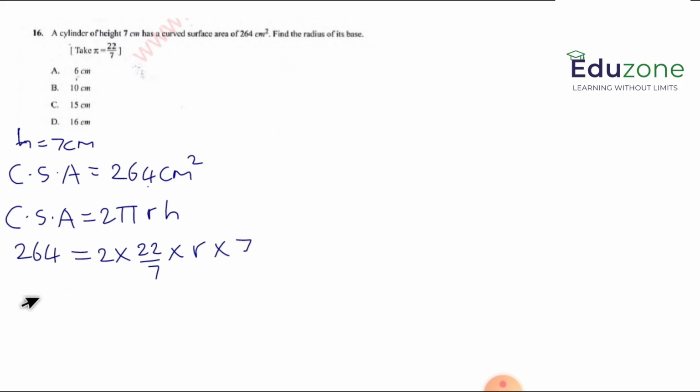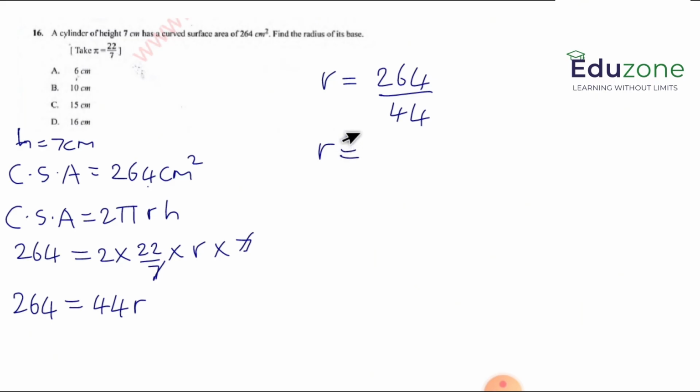Then the next thing I'll do, I'll say 7 will divide 7. So I will now write down this 264 equal to 7 divided by 7, that's 1. So we are left with just 2, 22, and r. So here we'll now be 2 times 22, 44. 44 times r, we have 44r. Then, when I divide both sides by 44, r will be equal to 264 over 44. Therefore, my radius will be equal to 6 cm. So, option A is the correct answer.